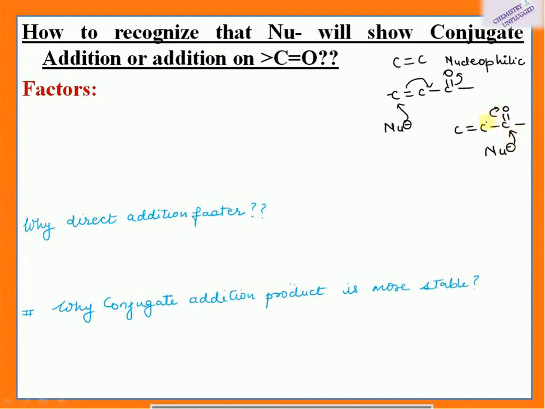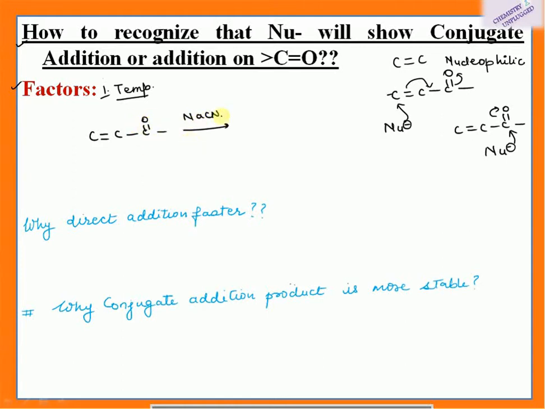Then this question comes: how can we recognize that a nucleophile will show conjugate addition or direct addition? So we have certain factors which can help us to determine their role. First thing is the role of temperature. For example, if you have an alpha beta unsaturated carbonyl and then you are using NaCN. Right, so we know that CN can show direct addition to this carbonyl to form your nitrile compounds.